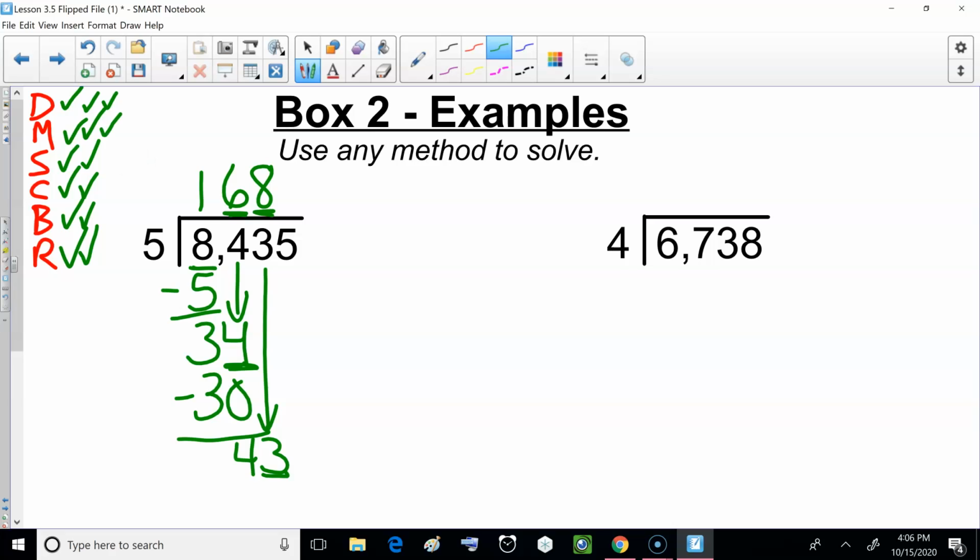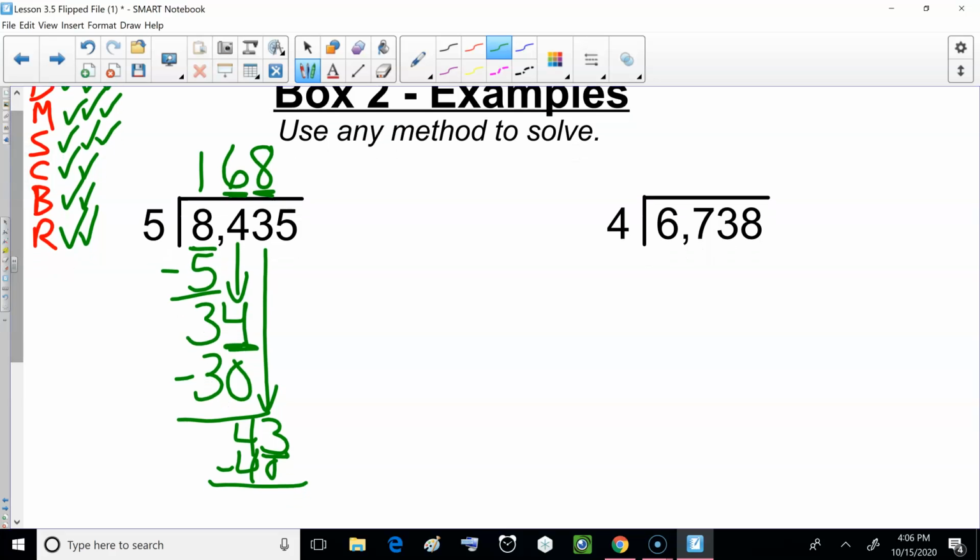I'm going to multiply right now. 8 times 5 is 40. I'm going to subtract 43 minus 40. Run out of room right here. 3. Check. 3 is less than 5. Can I bring down? You betcha. So I'm bringing down my 5. And now I can repeat.